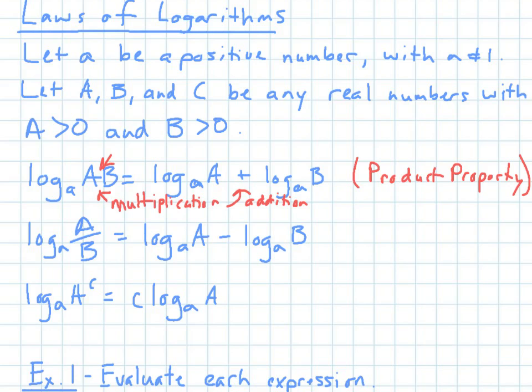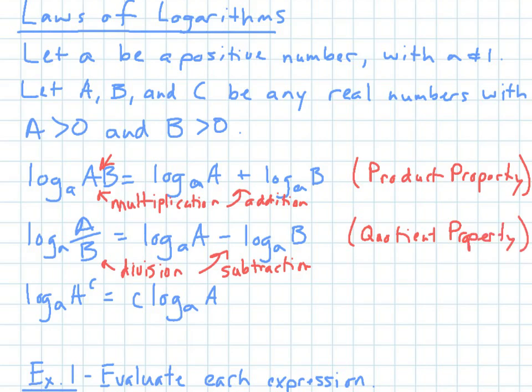So here, the next one, you have division. Log of A divided by B, base A, makes it log of A base A minus log of B base A. So division goes with subtraction. This one I call the quotient property.